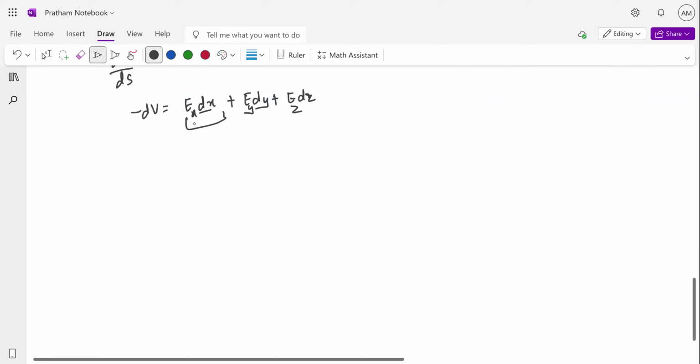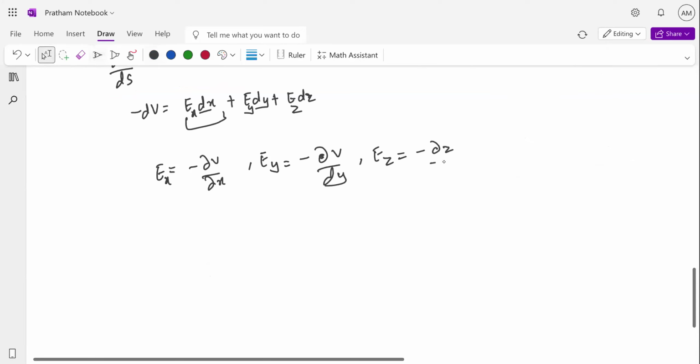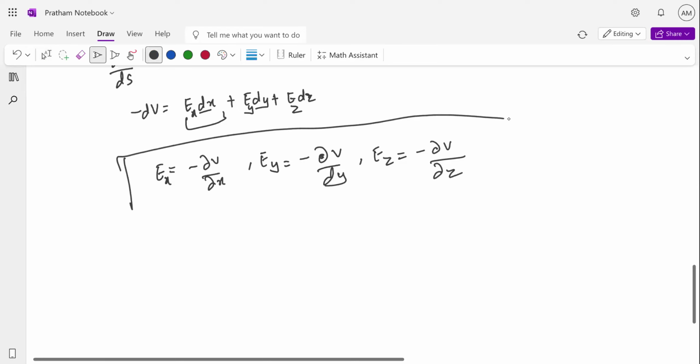In partial terms, you can write the electric field as minus partial dV by dx. For y, it is minus dV by dy, and for z, Ez equals minus dV by dz. So this is for the electric field, and this is for the potential.